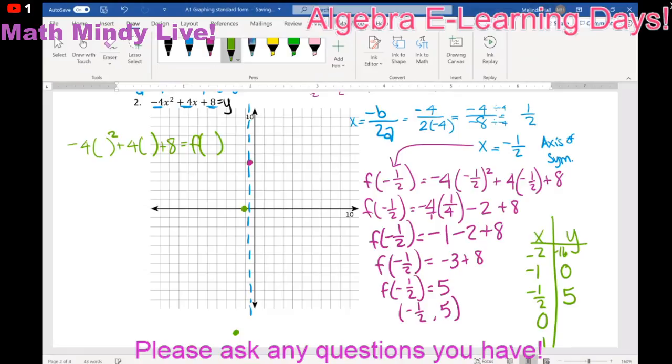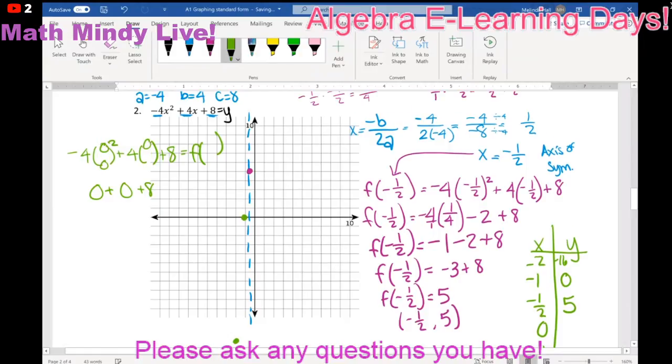But then when we plug in 0, 0 squared would be 0, and 0 times -4 is 0. 4 times 0 is 0, plus 8. This is such a strange graph.